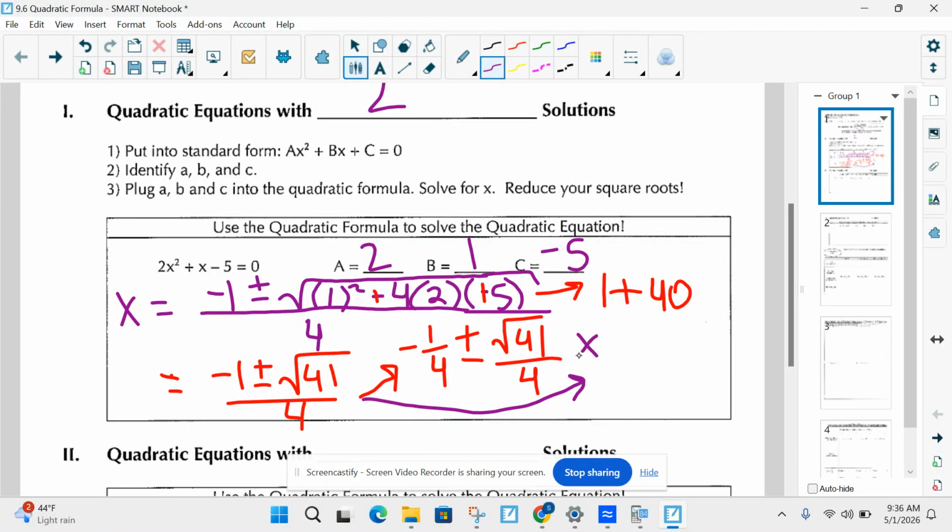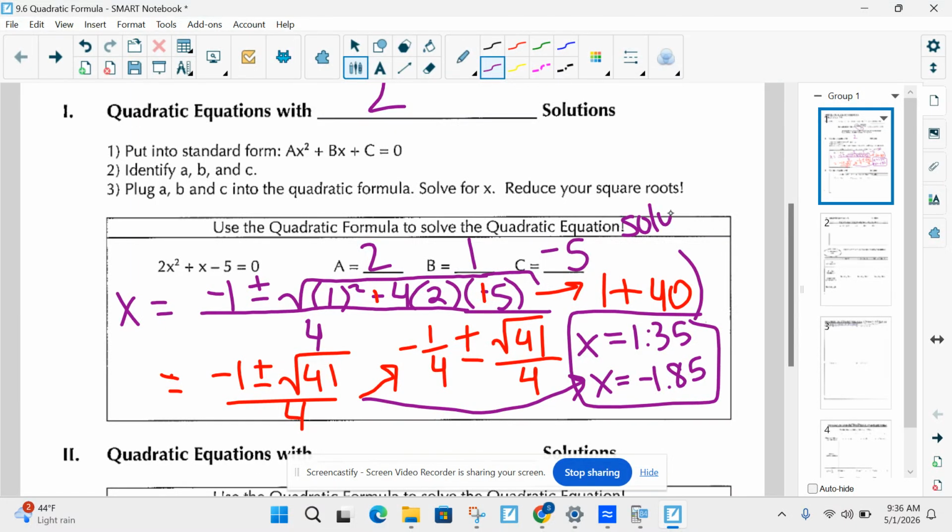So x equals 1.35, x equals negative 1.85. Those are your solutions, which are your roots or your zeros, and your x-intercepts. So if we graph it, those would be the points on the x-axis the parabola goes through that make the y equal to 0.